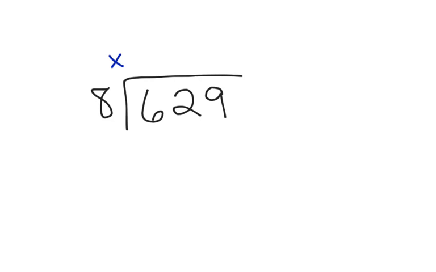Okay, so we need to figure out 8 times what number gets us close to 6, but we know that's 0. So instead of taking just the 6 by itself, we're going to take the 62. So 8 times what number gets us close to 62 without going over? 7. Good. 8 times 7 is what? 56.